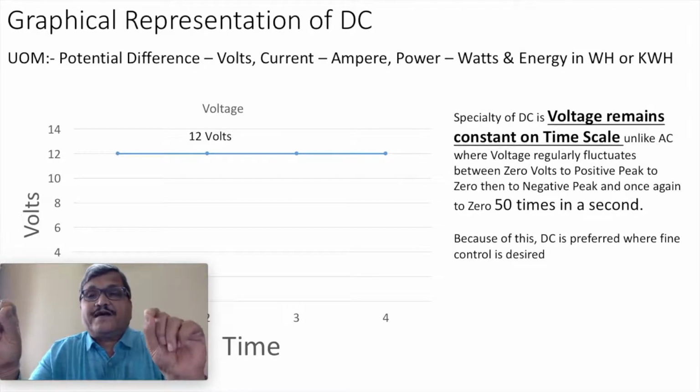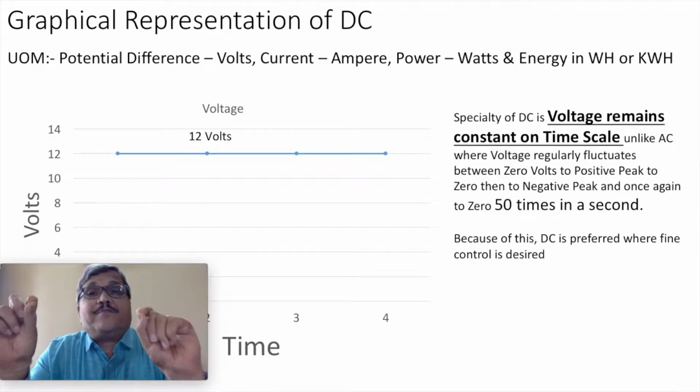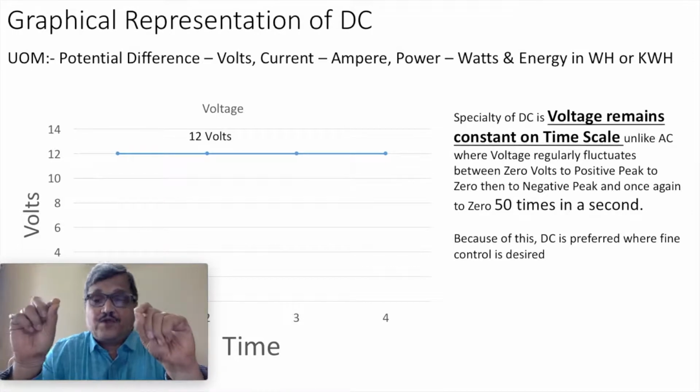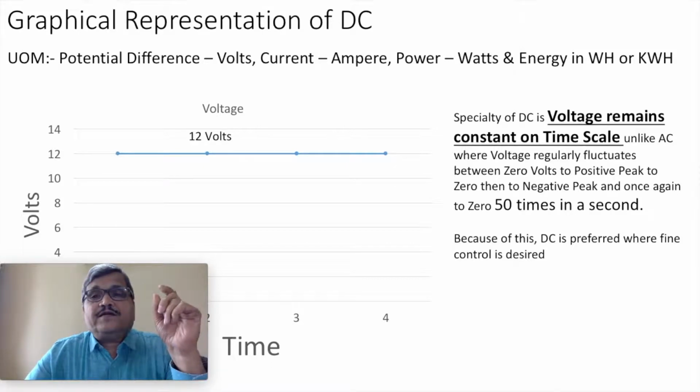This is called one cycle, 0 to 0, with two peaks, positive and negative. And in alternating current, this fluctuation happens 50 times in a second. That fluctuation is 50 times in a second, and that is what is called 50 hertz frequency. Okay, so alternating current is fluctuating.